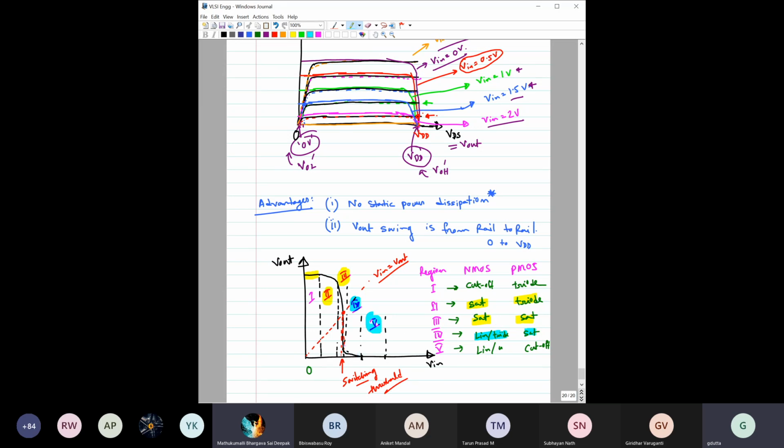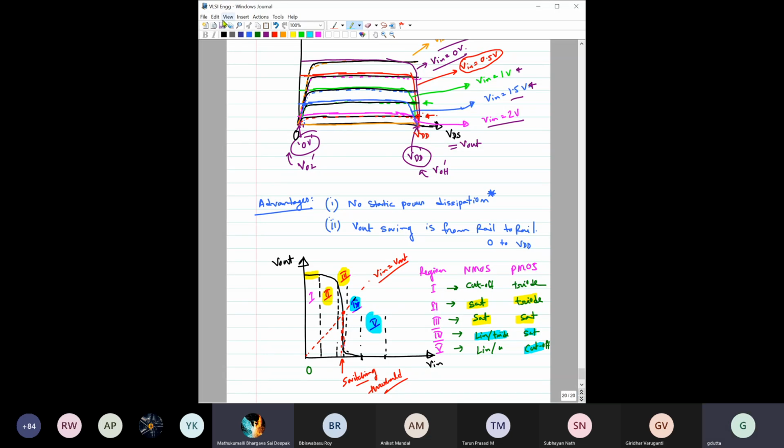And region 5, this PMOS is off, only the NMOS is operational. So NMOS is in triode and PMOS is actually in cutoff, right? So no need to find anything here, because you can easily see this is zero output voltage. But if eventually in some case you need it, you should know which regions the transistors are operating in.